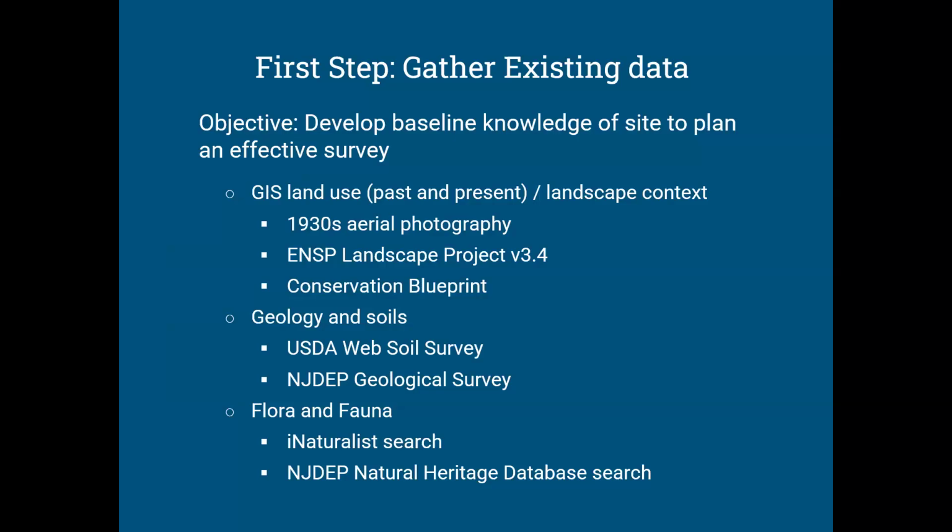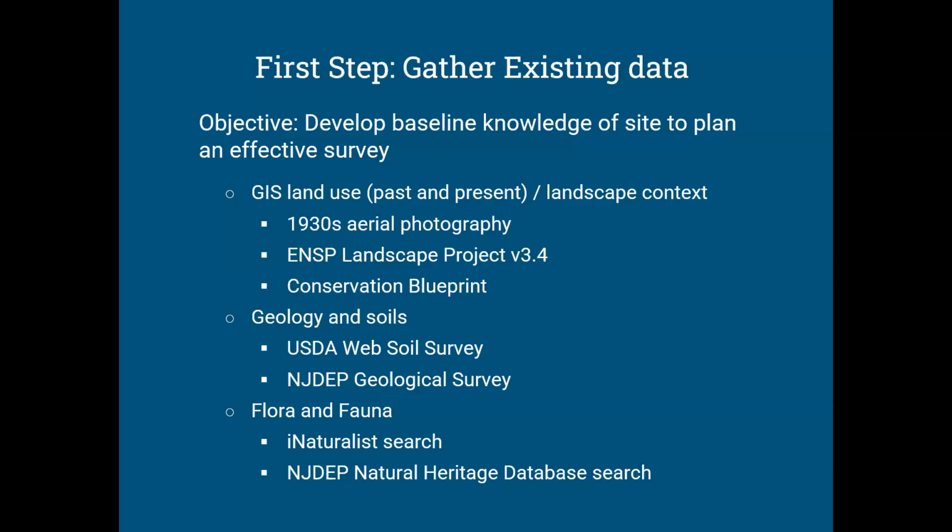So the first step that we typically do is we gather existing information. The idea is to develop a baseline knowledge of the site. So we use a lot of GIS. We look at land use, past and present, the landscape context. A quick shorthand that we use is, what is the land cover within the site and within a 5 mile radius of the site? So are you surrounded by development? Are you surrounded by open space, farmland, whatever the case may be? So you want to define that.